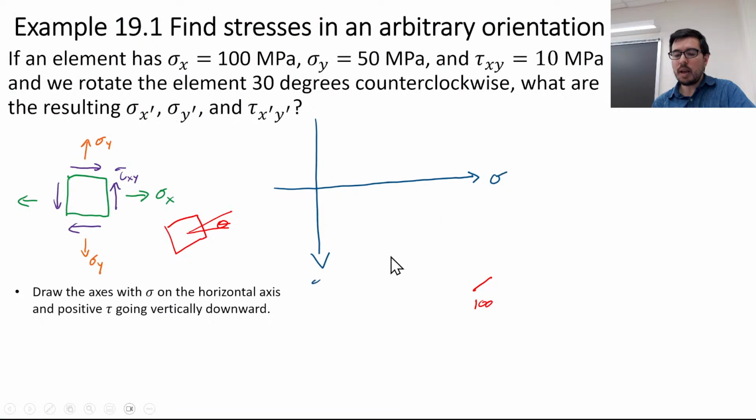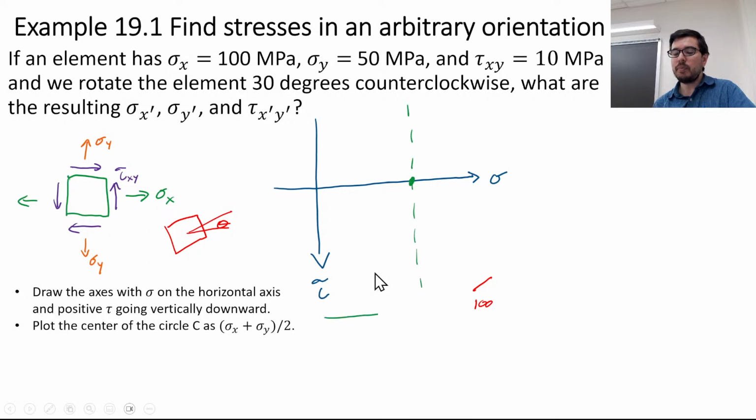So after you've drawn the axes as such, we're going to plot what we call the center of the circle, and that's the average normal stress. Okay, so whatever your sigma x and your sigma y are, you just figure out the average between those two, and that becomes the center. Once you put down that center, then you're going to plot sigma x, tau xy.